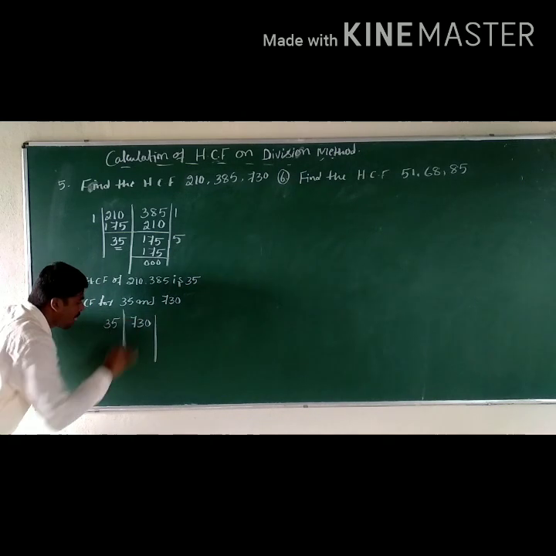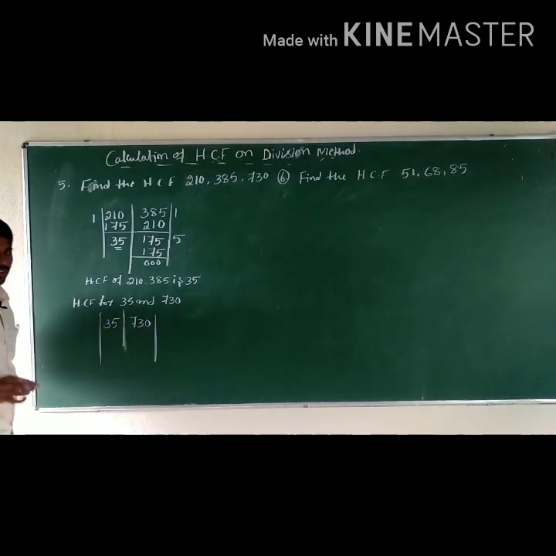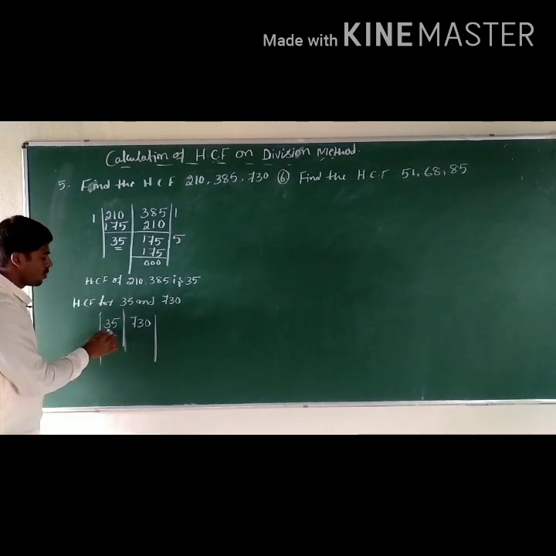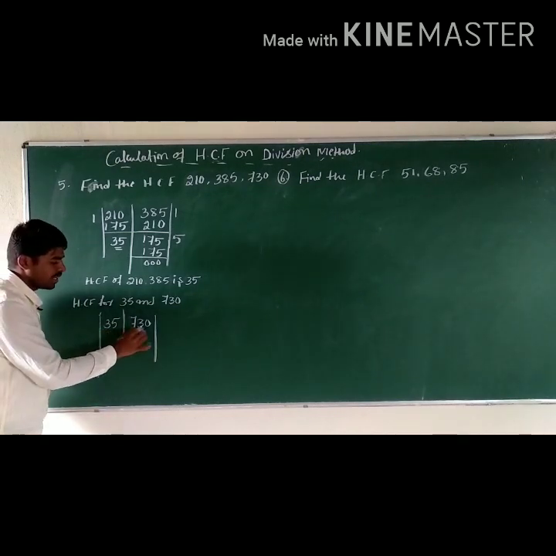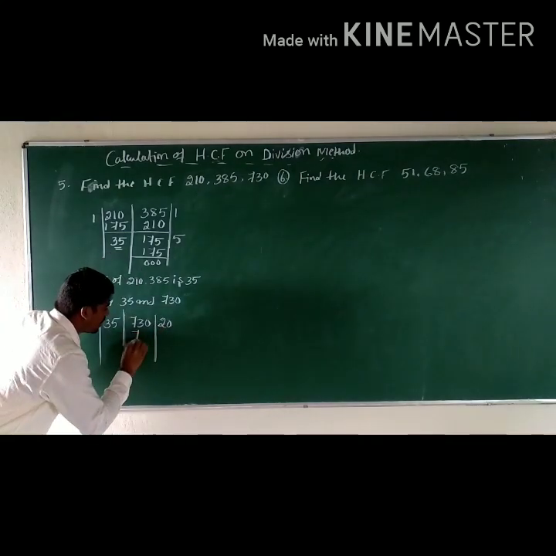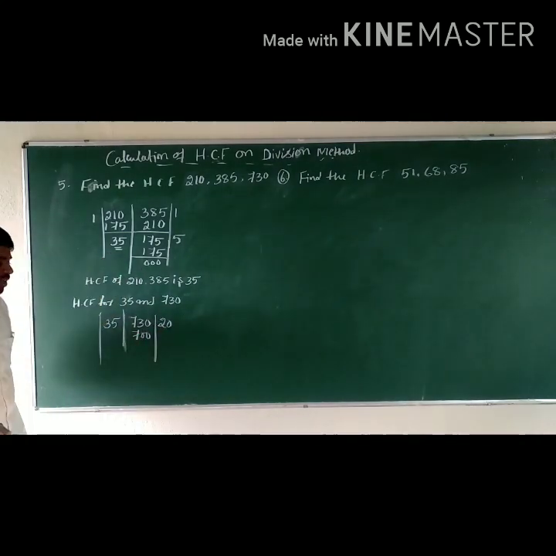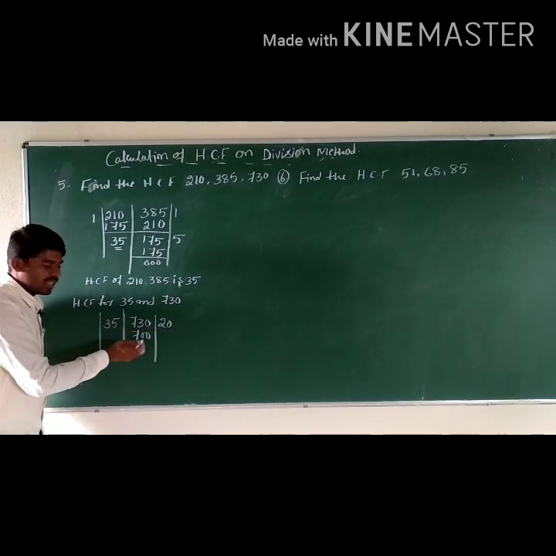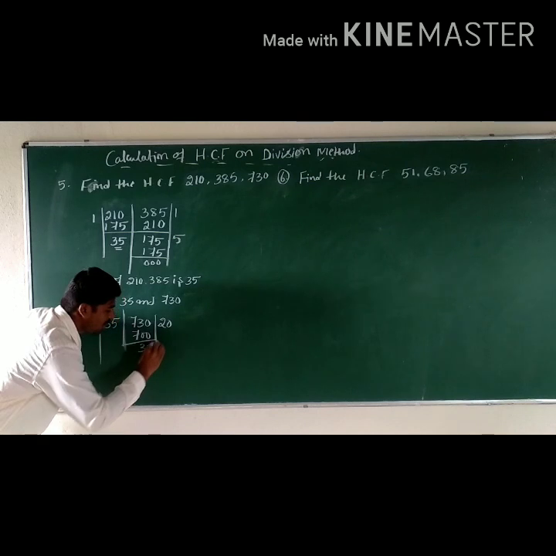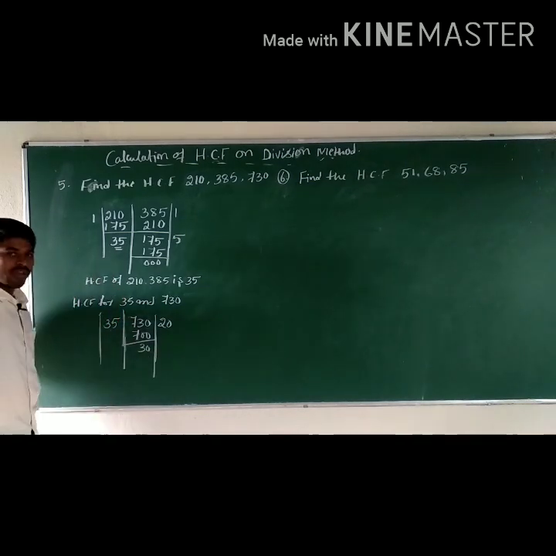Now we should take the lowest value here. 35 is the lowest value and 730 is the highest value. With the help of this 35, we divide the highest value. Now 35 20s are 700. Okay, 730 minus 700, what do we get? We get 30, which is the balance here.